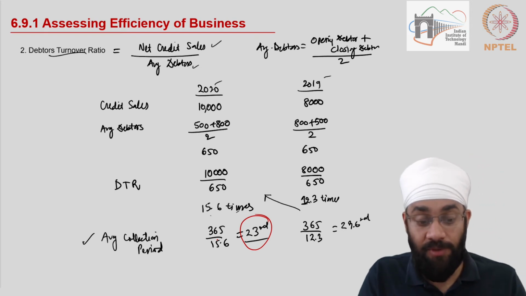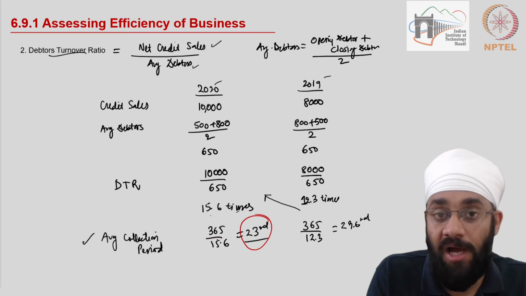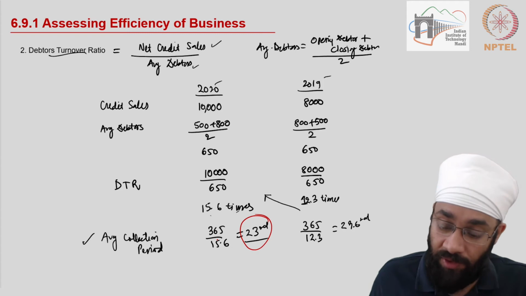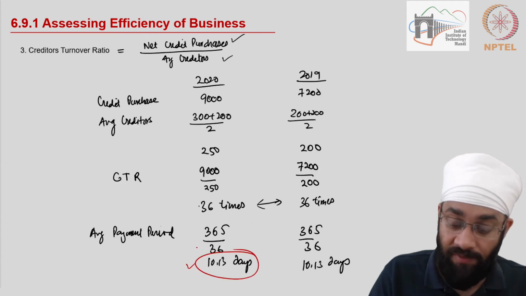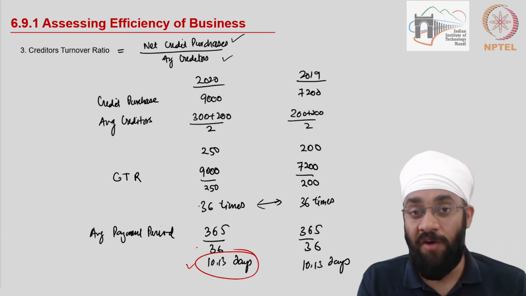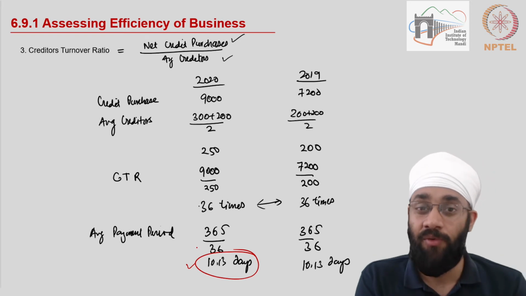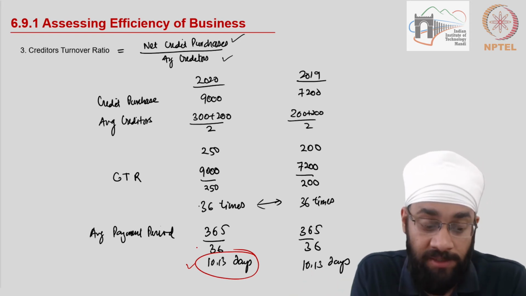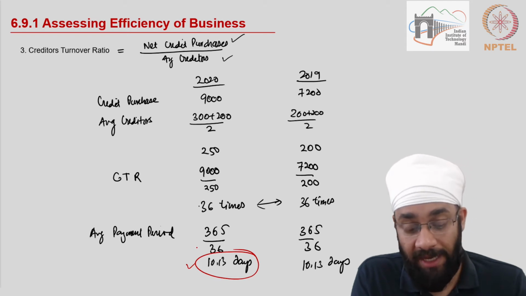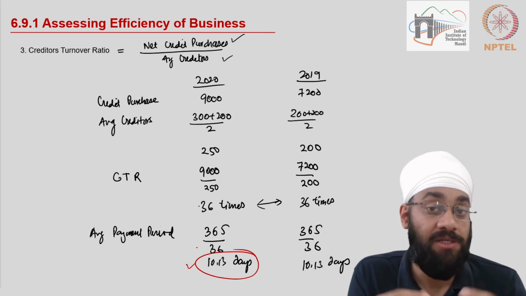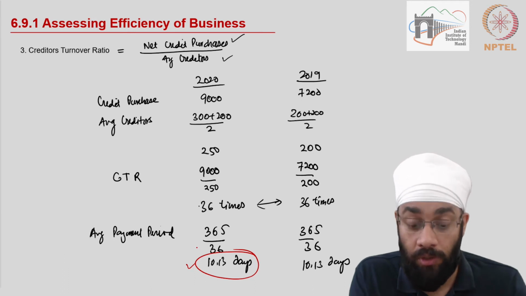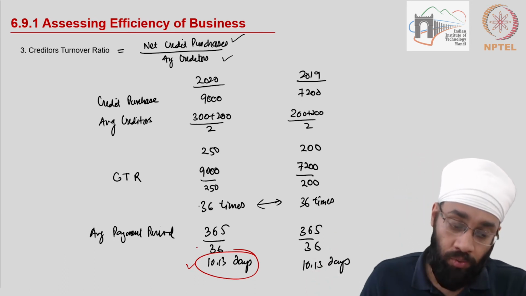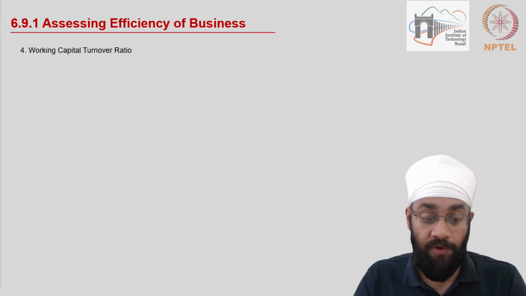This is not a good situation to be in. Your customers are paying you after 20, 23 days, and you are paying your vendors every 10th day, which means you have to put in more money. You're not able to recover from your customers before you have to pay your suppliers. So again, these indicators can interact. You can compare these indicators as well to come to some conclusions. We will do more of that as we move forward.